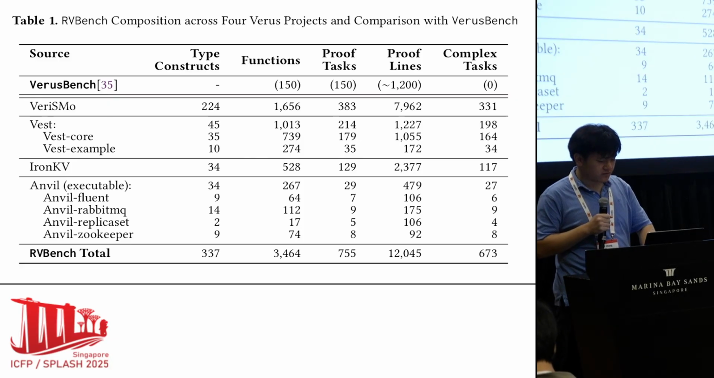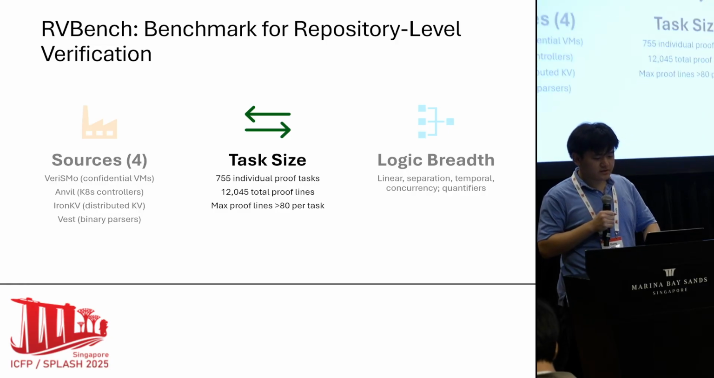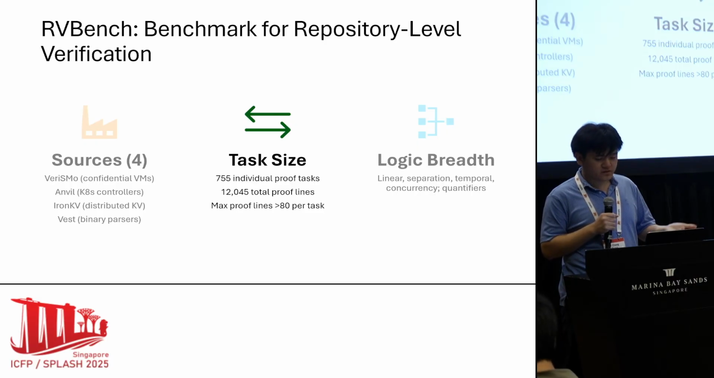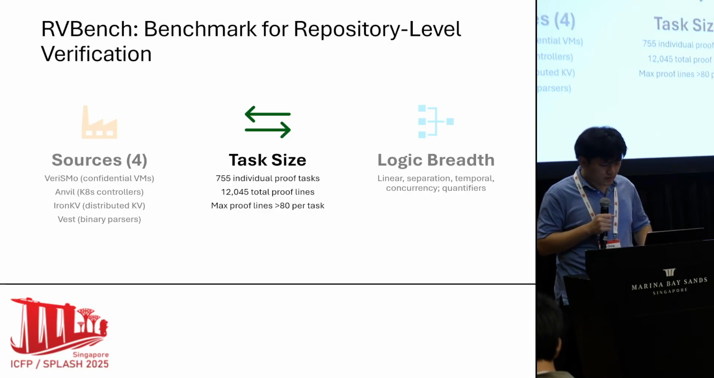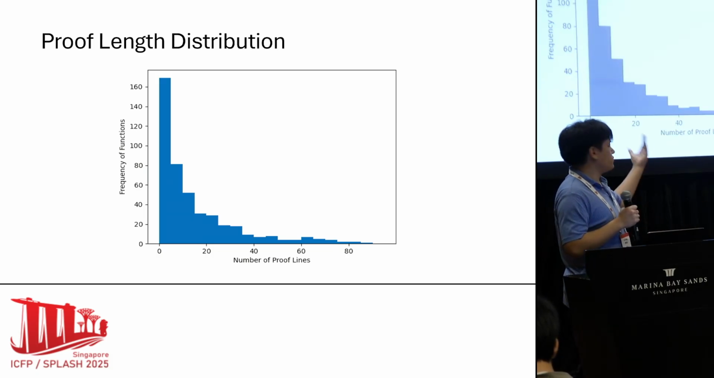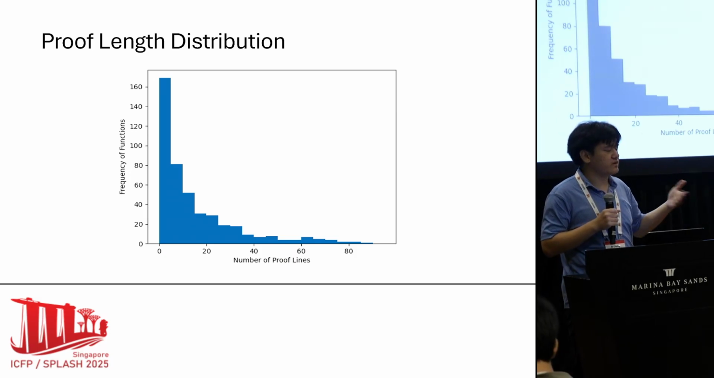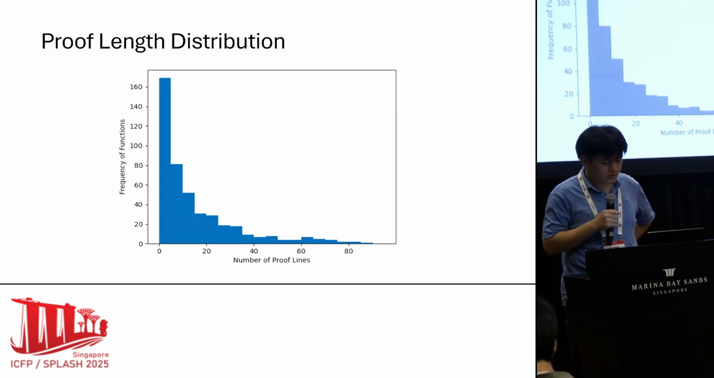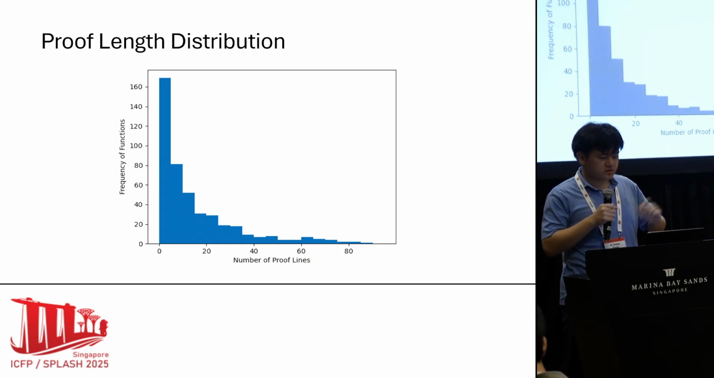Here's an overview of the specifications. But in general, we are able to provide 750 more proof tasks covering more than 12,000 proof lines. And among the verification tasks, the verification problems aren't trivial. To the maximum, we can have some functions requiring more than 80 lines of proofs in order to prove a single function.